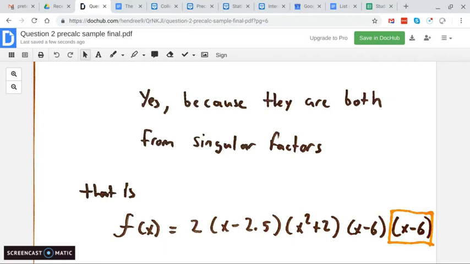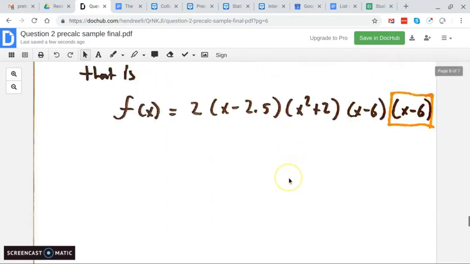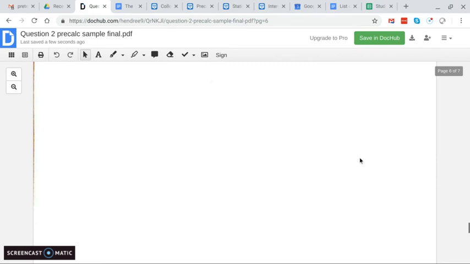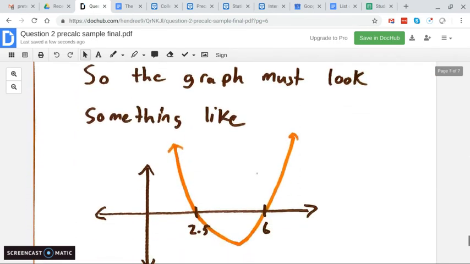So what we can say is that because this isn't the function, there is no second x minus 6. So we know that we're going to get a sign change, or a crossing of the graph. The y value is going to go from positive to negative at both 2.5 and 6. Okay, so the graph must look something like this.